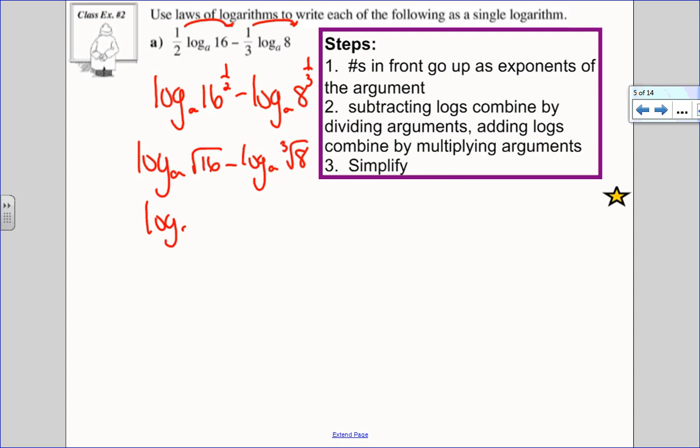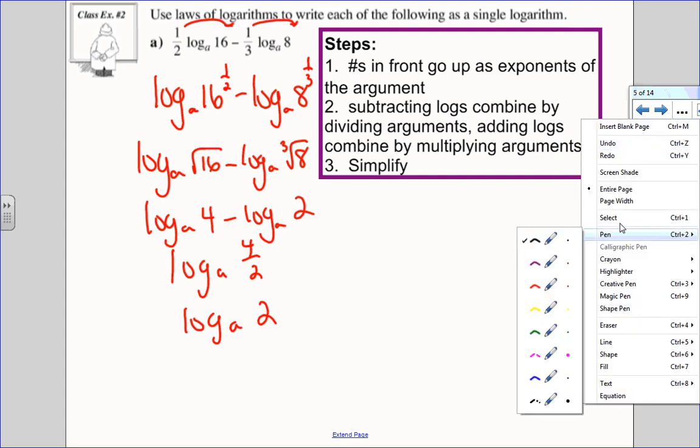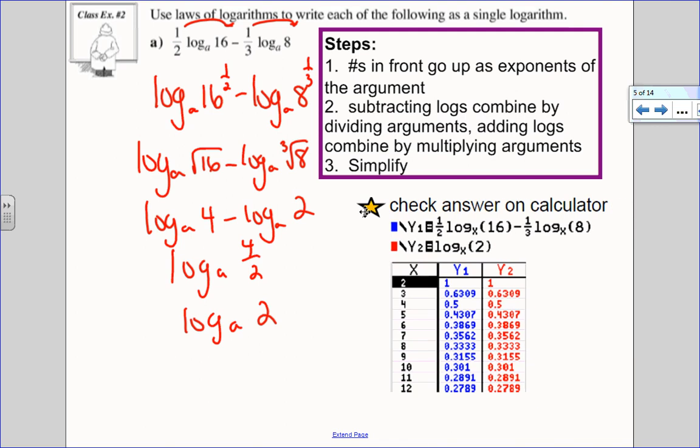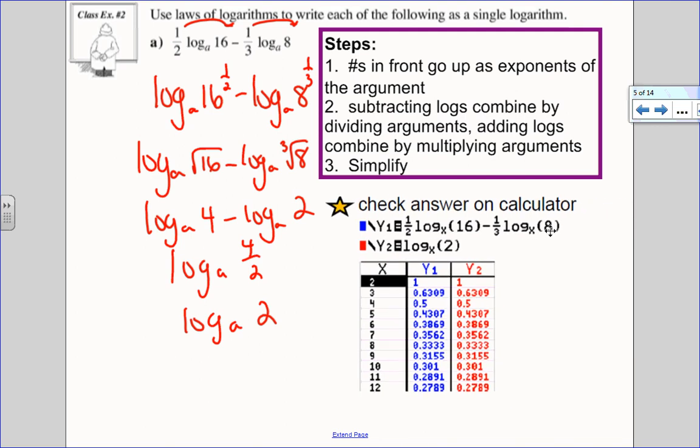So then I have log base a. The square root of 16 is 4. The cube root of 8 is 2. So when I have subtracting logs, I'm going to combine that together as one log by dividing the arguments, 4 over 2. So I end up with log base a of just 2. I can always check that by putting the original into y1, the answer I got into y2, and you can see that they are in fact equal.